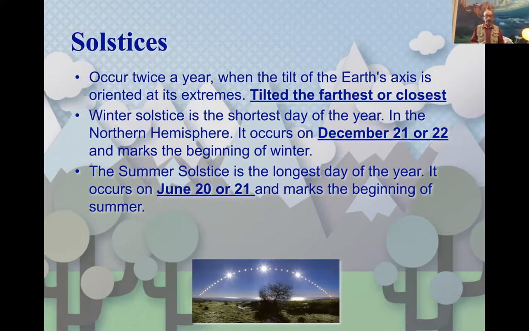The summer solstice is the longest day of the year. It occurs on June the 20th or the 21st, and it marks the beginning of summer. Now, the really funny thing about that is that after that summer solstice, each day past that date becomes a little bit shorter as we move closer to winter, the winter solstice, which occurs on December the 21st or the 22nd.